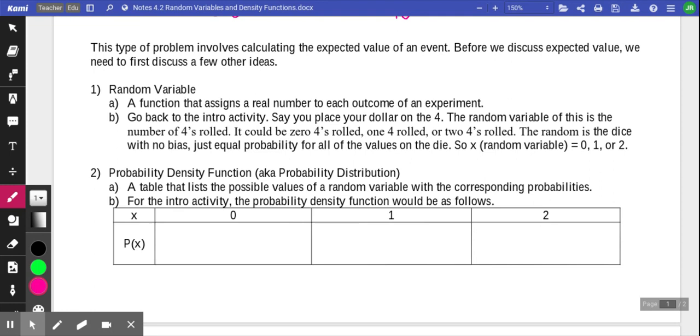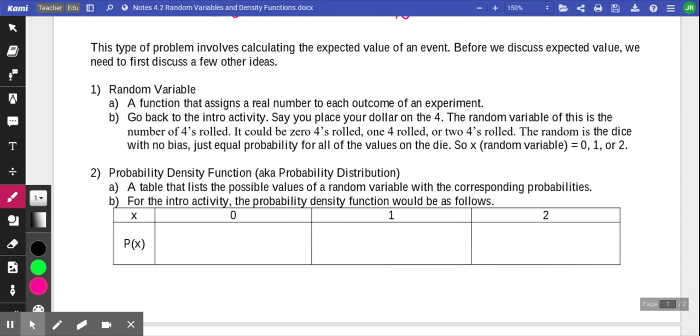Today, what we're going to do is start the analysis of some of these scenarios. Eventually we're going to be calculating the expected value of the event, but before we get there, we're going to discuss a few other items first. Expected value will be in our next lesson.